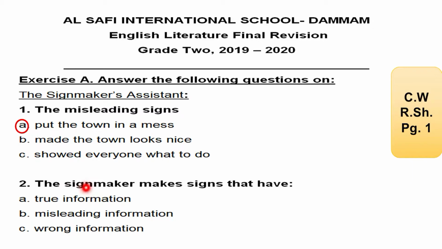Now, who can read the sentence with me, grade 2 students, please? The sign maker makes signs that have what? The old sign maker, the good man. He makes signs that give what? True information or misleading information? Who can tell me, grade 2 students? Do you remember in the story? Yes, all of us remember that the sign maker always makes true information signs because he's a good man. Yes, he is a good, grateful and kind person. Okay.